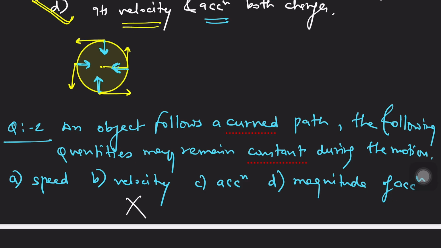But yes, speed could be constant, because direction is changing in the case of uniform circular motion, but speed could be constant. So guys, this is one of the correct answers that we can have.